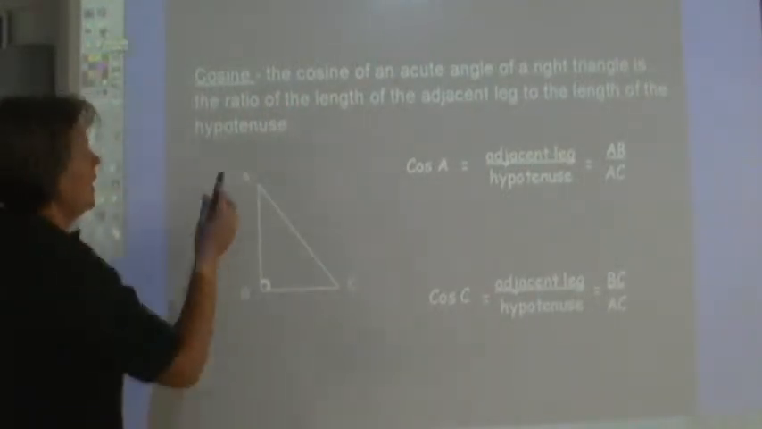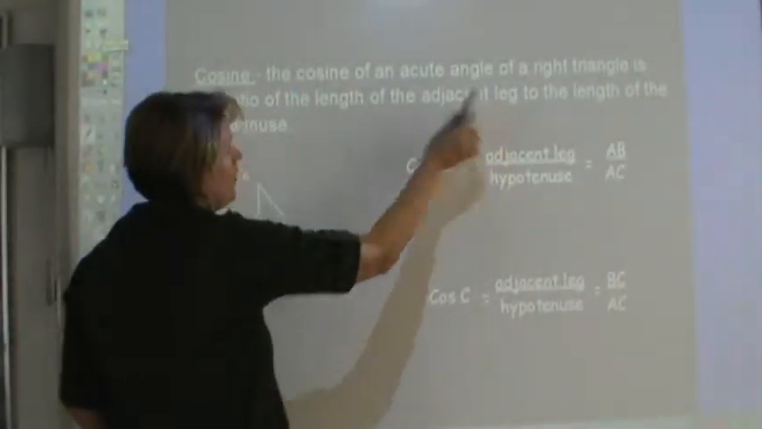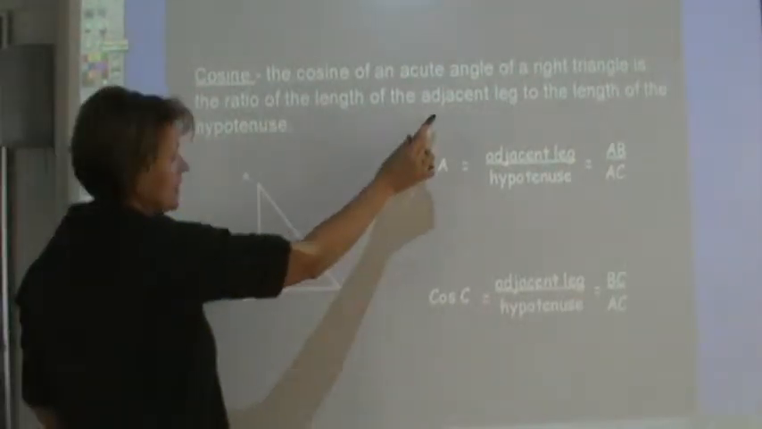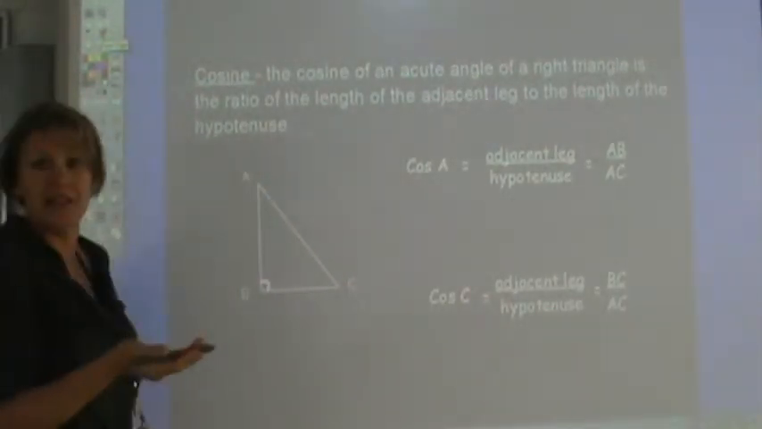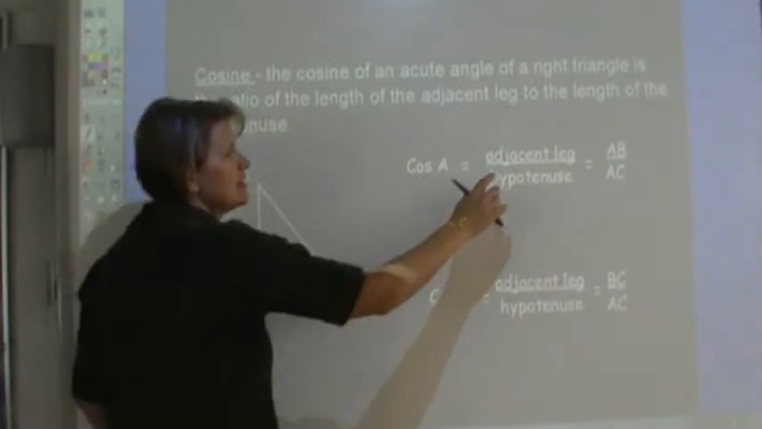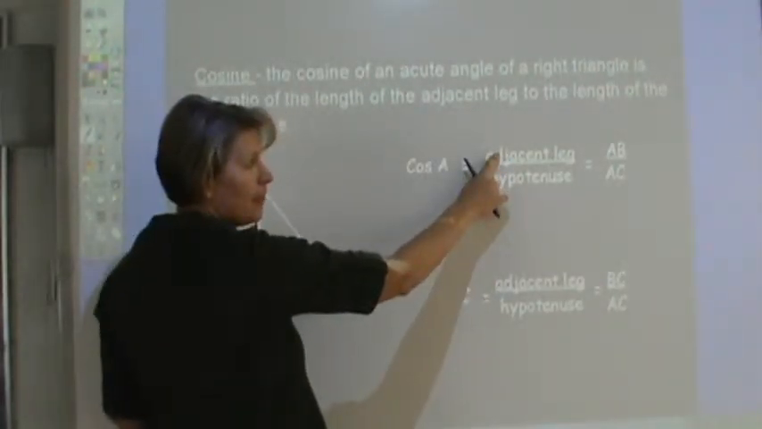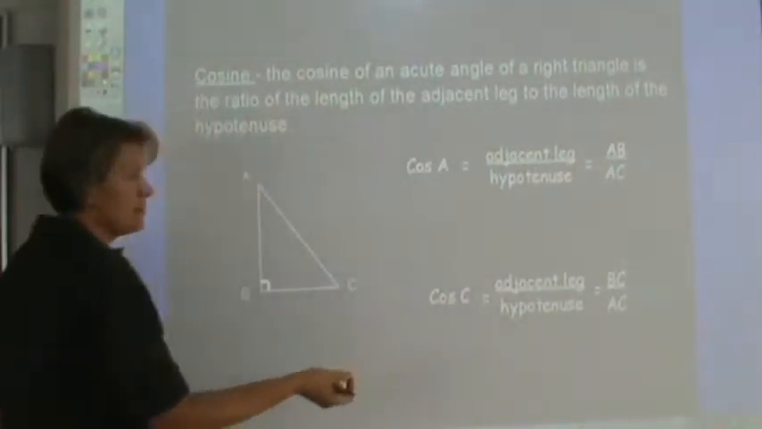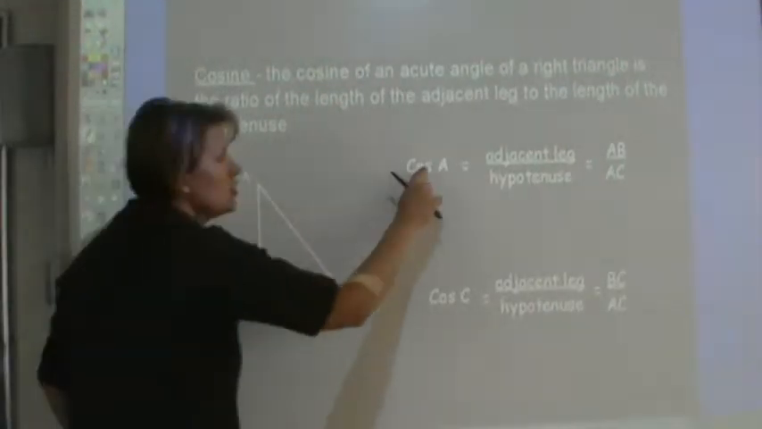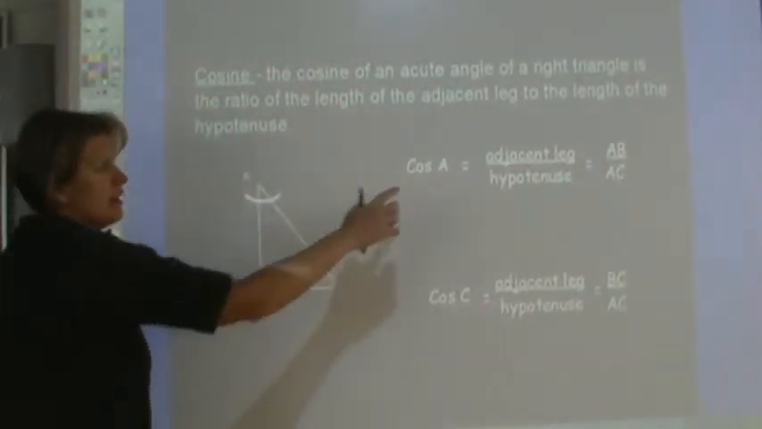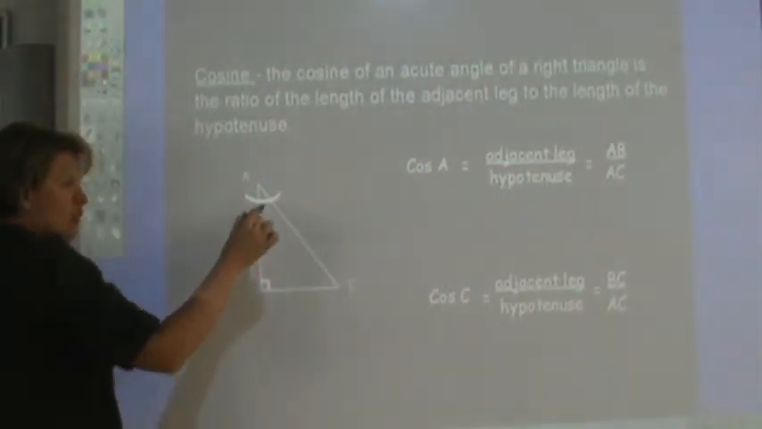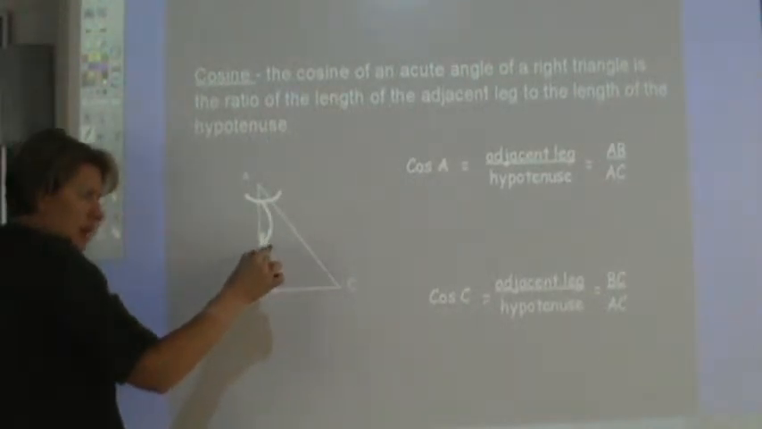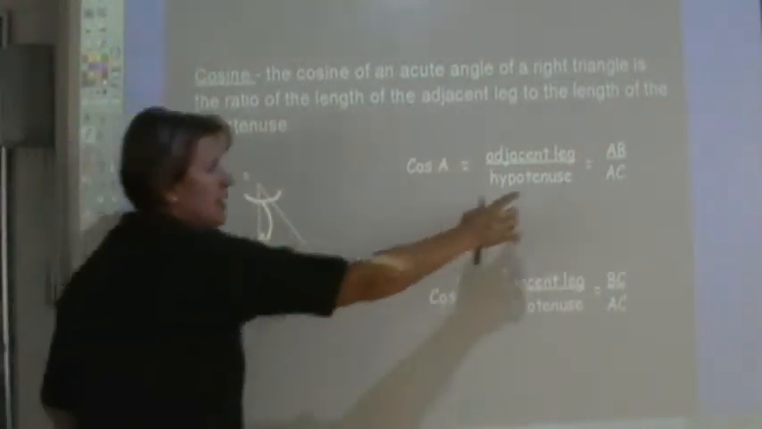Cosine. The cosine of an acute angle of a right triangle is the ratio of the length of the adjacent leg to the length of the hypotenuse. So again, it's a ratio. This time, instead of it being the opposite leg on top, it's the adjacent leg. That just means the one right next to it. So if I'm looking from A, the adjacent leg is going to be the one right next to it, so right here. So that's AB.